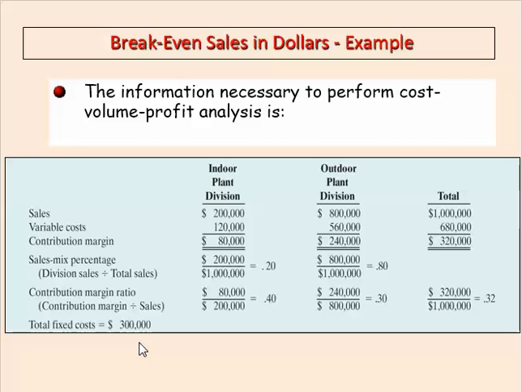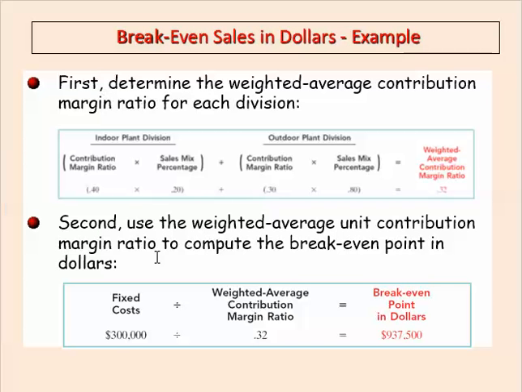So if our total fixed costs are $300,000, we can go ahead and calculate the weighted average contribution margin ratio for each division and the break-even point. So we'll go back to the indoor plant division, take that 40% contribution margin ratio, multiply it times the 20% sales mix percentage, add that to the outdoor plant division contribution margin ratio multiplied by its 80% sales mix percentage, and that gives us a weighted average contribution margin ratio of 0.32. Take our fixed cost divided by that 0.32, tells us we need to sell $937,500 in order to break even.